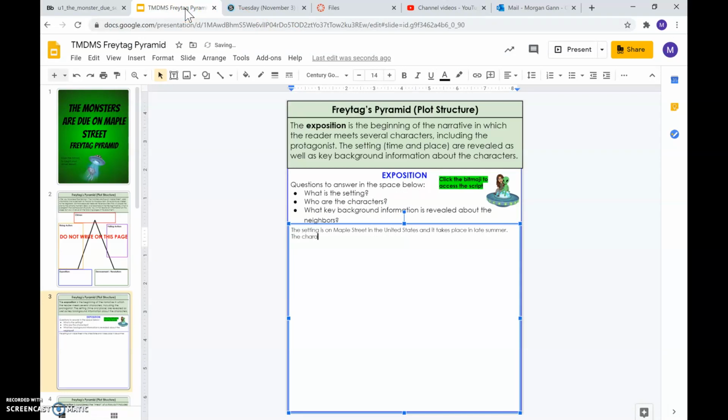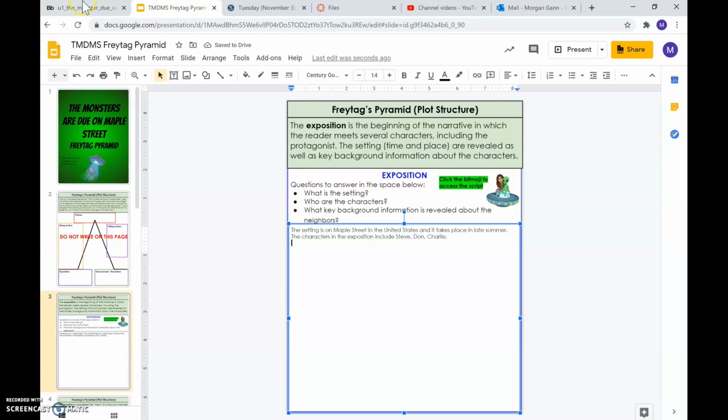The characters in the exposition include Steve, Dawn, Charlie, and then I'll let you fill in the rest. Remember, you were only looking at the beginning of the book.